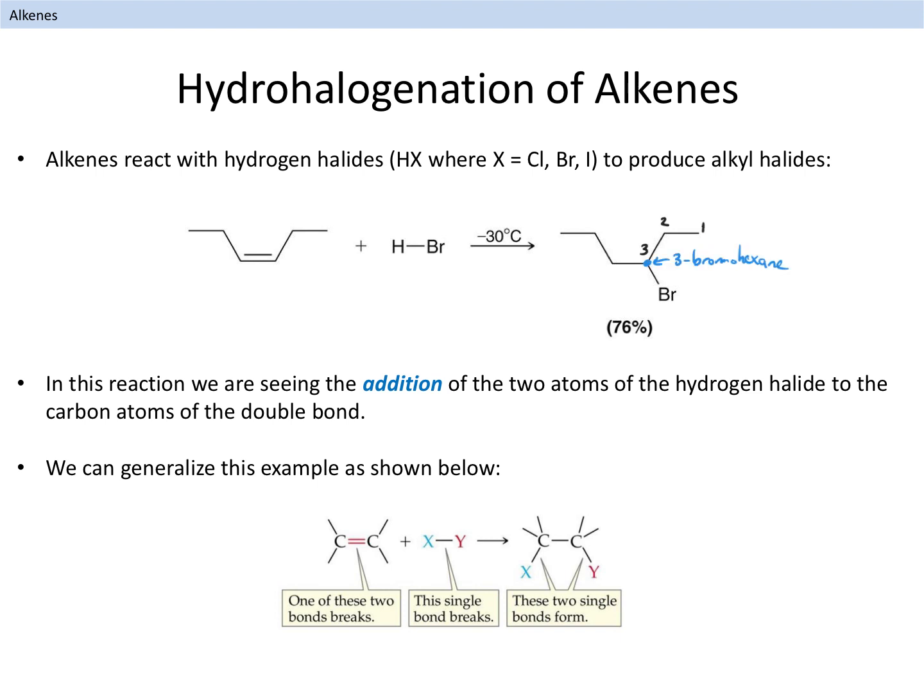So in this reaction, we are seeing the addition of the two atoms of the hydrogen halide, H and Br, to each of the carbon atoms of the double bond. We can generalize this process by using the symbols X and Y instead of H and Br, and noting the following changes. First, we see that the pi bond within the alkene breaks, and the sigma bond between the reagent XY also breaks. Two new bonds are formed, however.